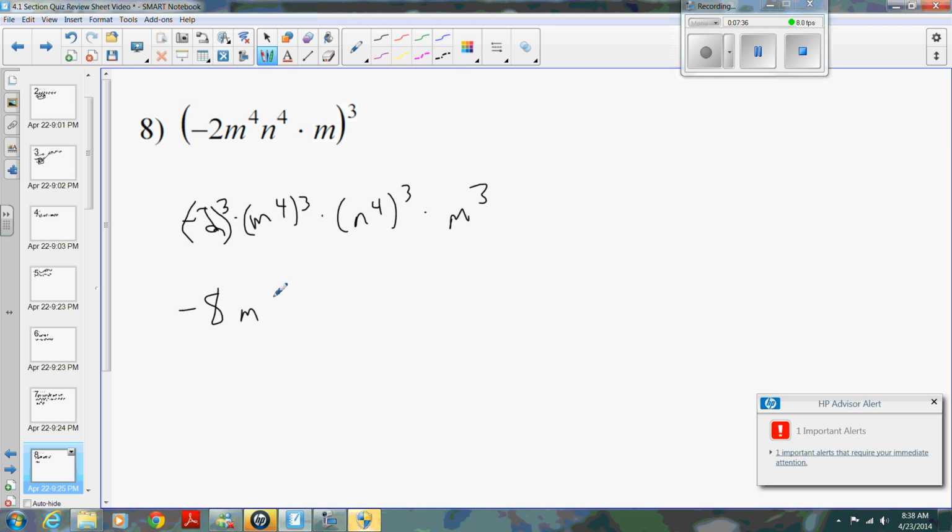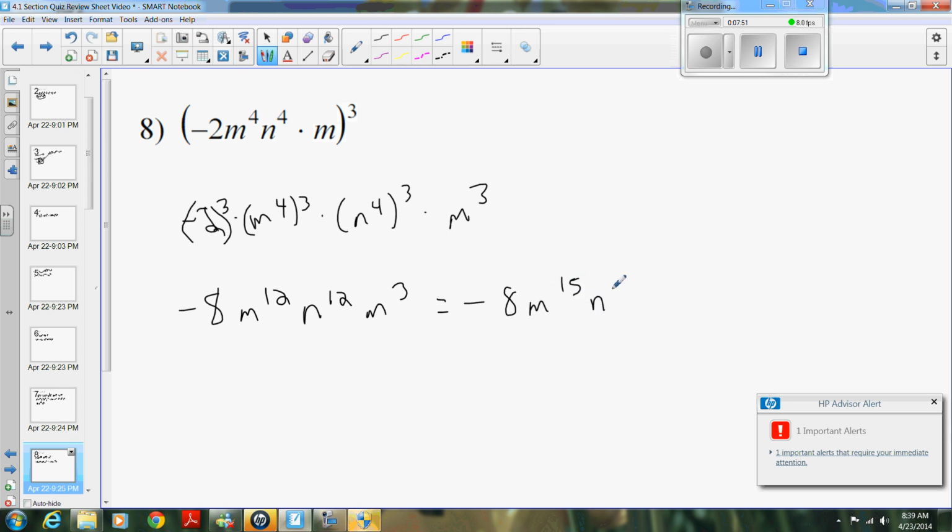So we have m to the 12th, 4 times 3, n to the 12th, also 4 times 3, m to the 3rd. So now we just combine m's, these two here, by adding exponents. So this becomes m to the 15, n to the 12th power. Okay.